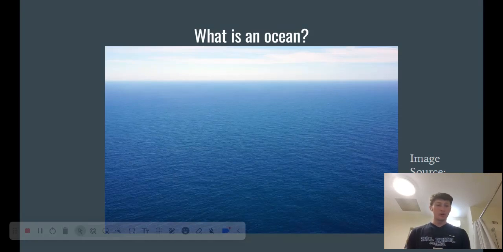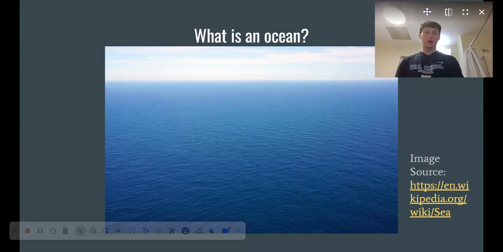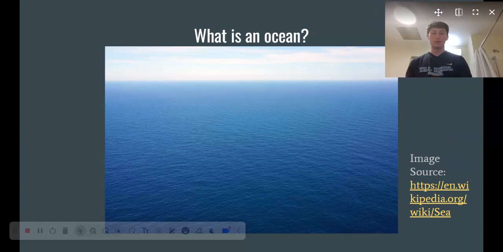Let's start with what is an ocean? An ocean is a large body of water that exists between two or more continents. Just so you know, we have five oceans. We have the Pacific, the Atlantic, the Indian, the Arctic, and the Southern Ocean.